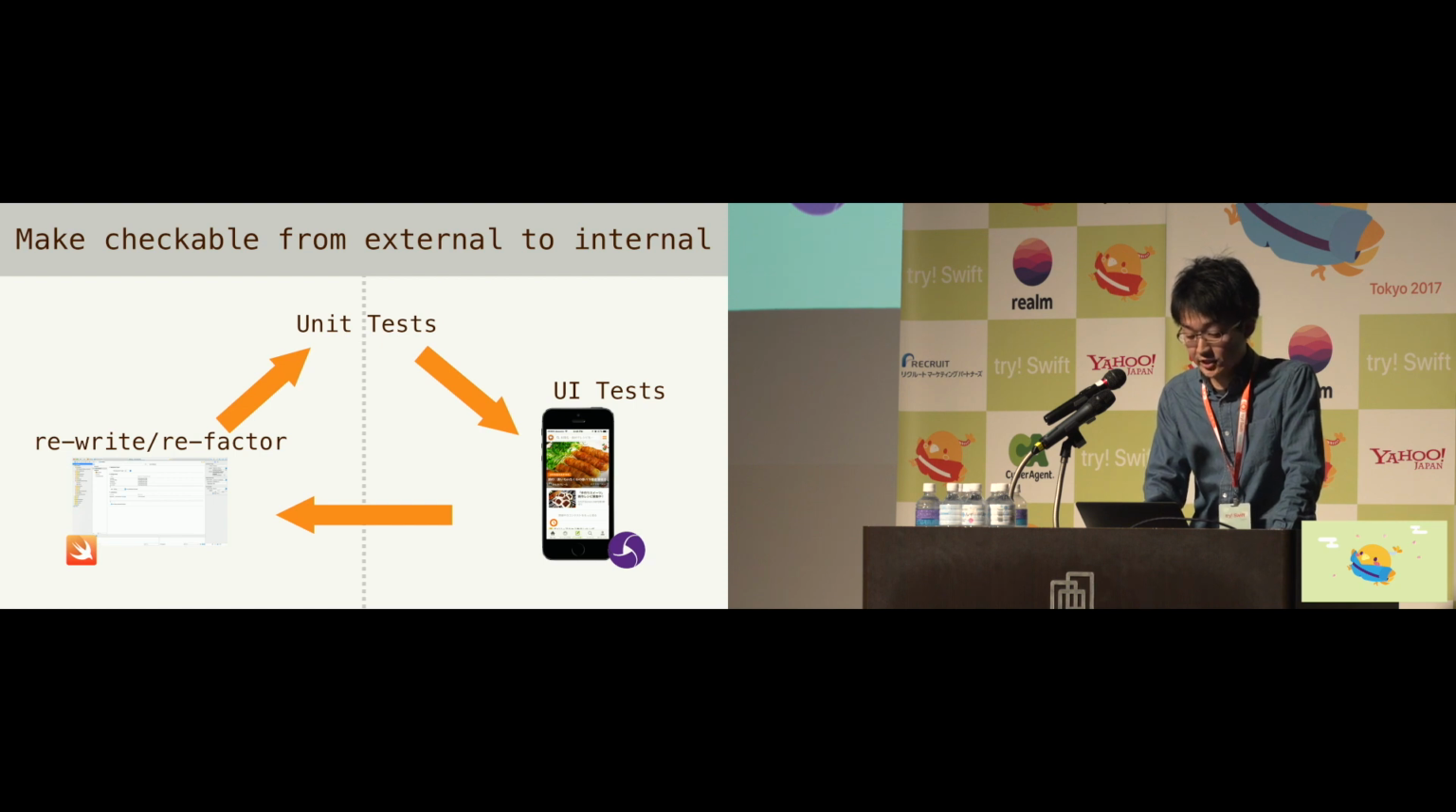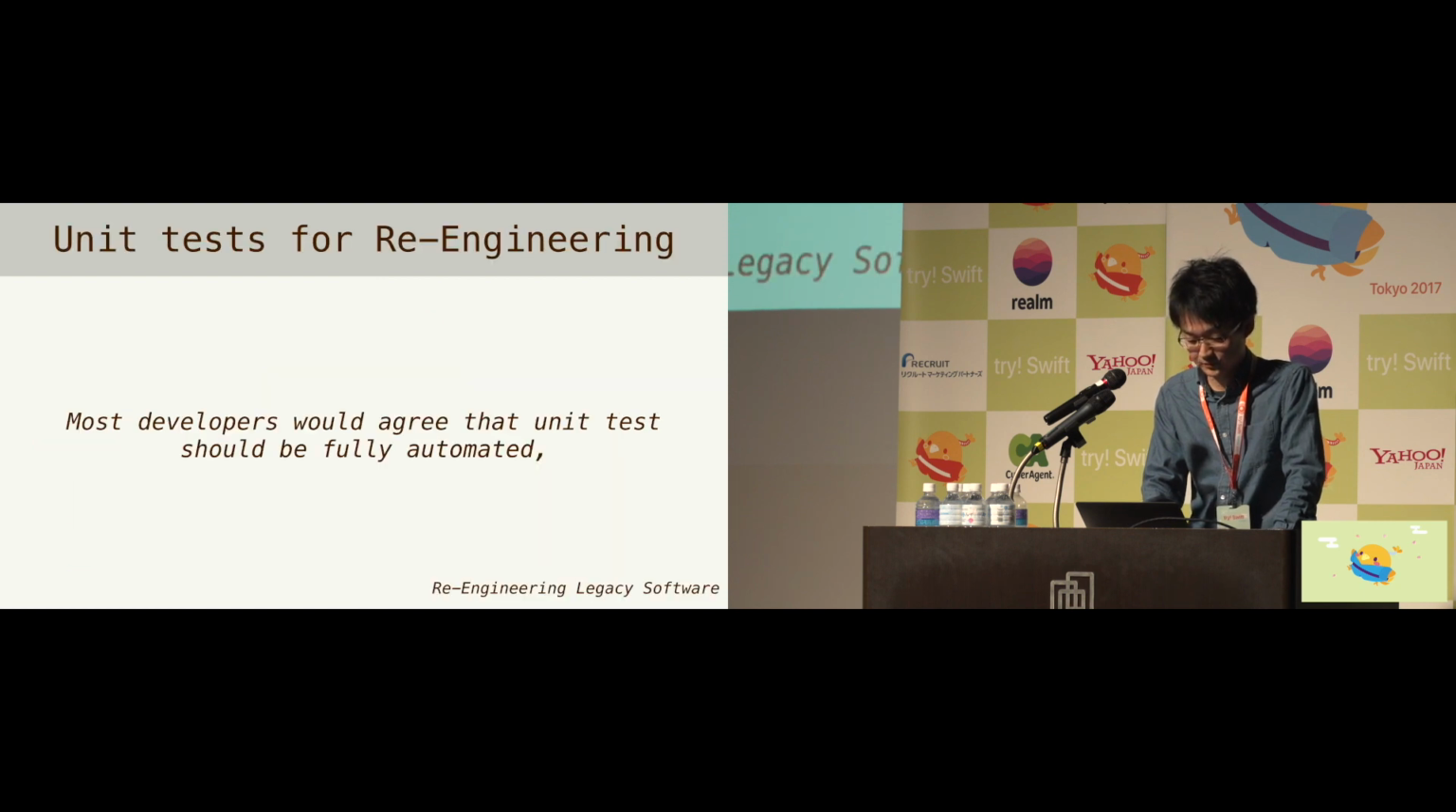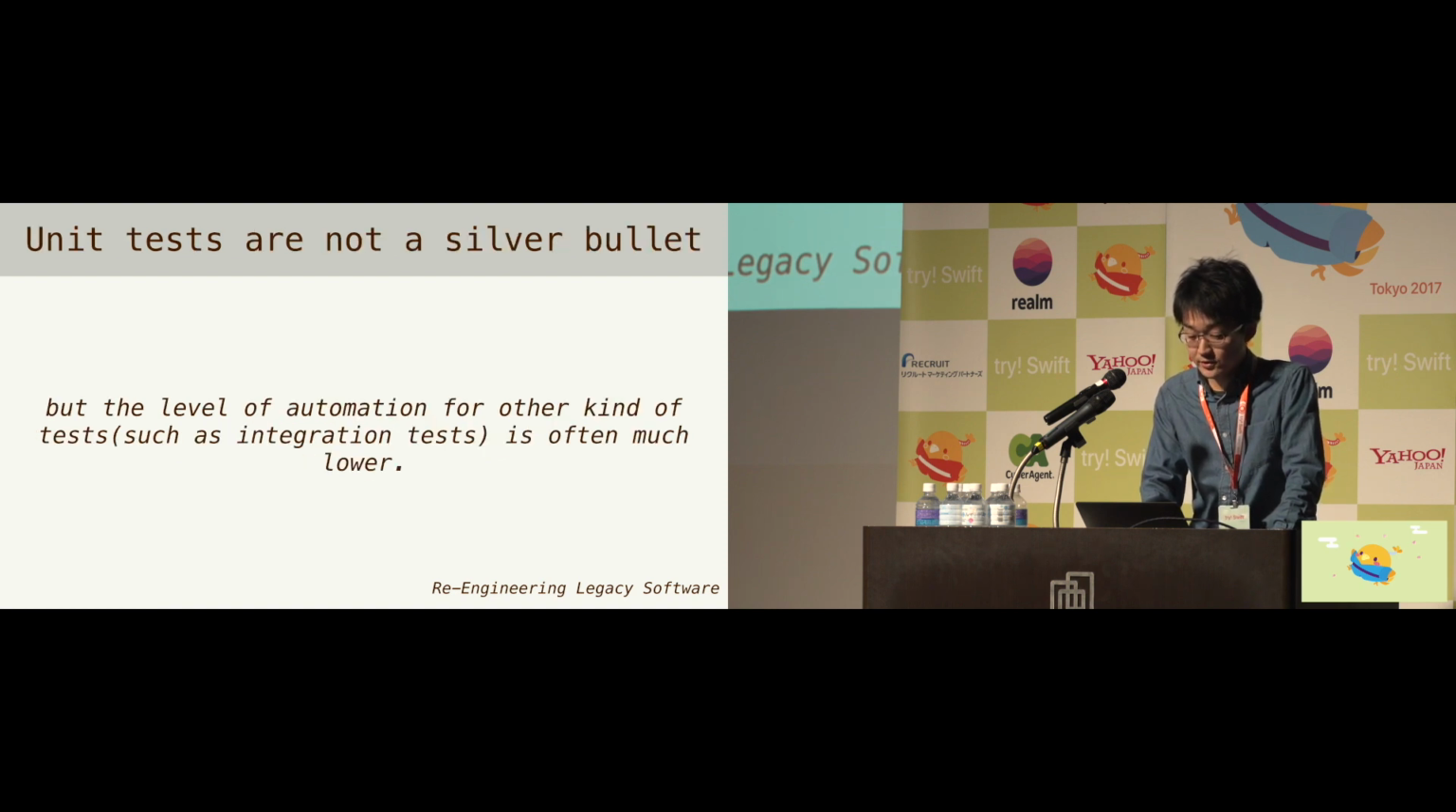This kind of UI test checking is not only automated testing, but also manual checking. The book on re-engineering also describes the following quotation: "Most developers would agree that unit tests should be fully automated." I think most developers agree with this. But it also describes that the level of automation for other kinds of tests, such as integration tests, is often much lower. Certainly, implementing automated tests for the integration and UI layer is more difficult than for the unit layer, especially for mobile apps.